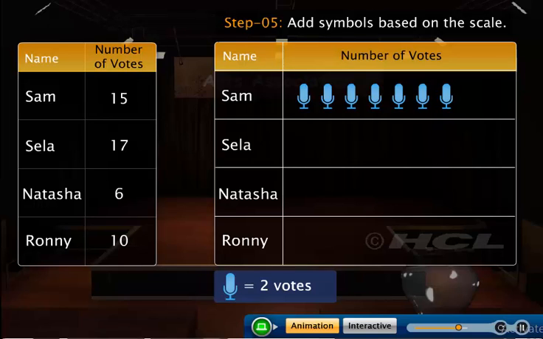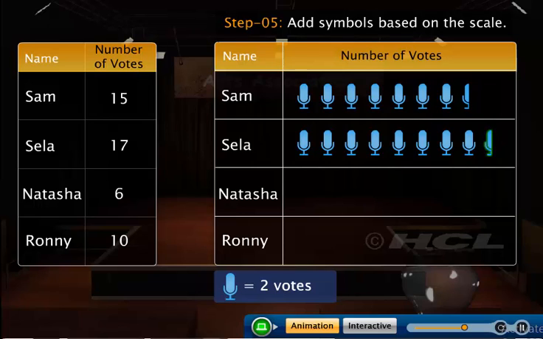But how do we represent 1 vote? Now, to represent 1 vote, that is the 15th vote, we simply draw 1 half symbol. Similarly, to represent 17 votes for Sela, we draw 8 dots which represent 16 votes. To represent 1 vote, that is the 17th vote, we draw half a symbol. In this way, we can represent the remaining data on the pictograph.